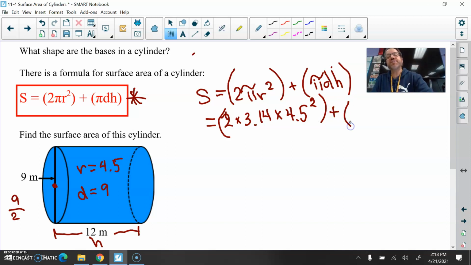Plus, and then in our second set of parentheses, pi, that's 3.14, times d, the diameter, which we know is 9, times h, and the height we determined is 12.